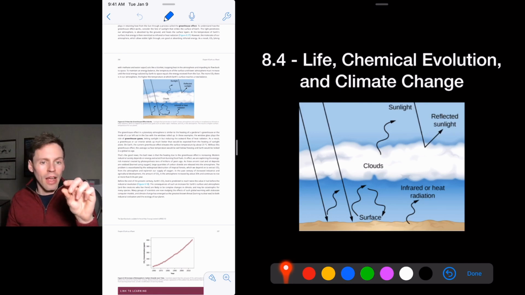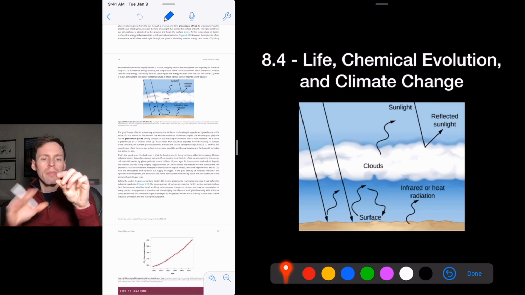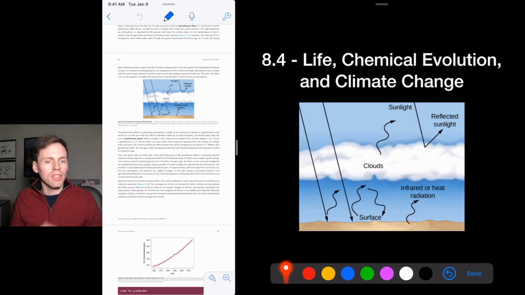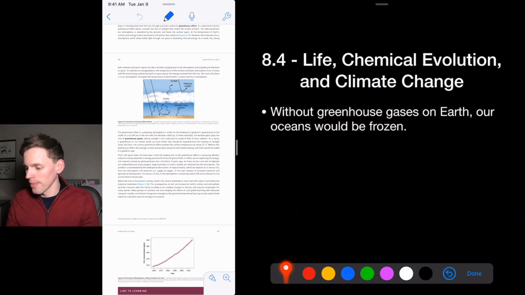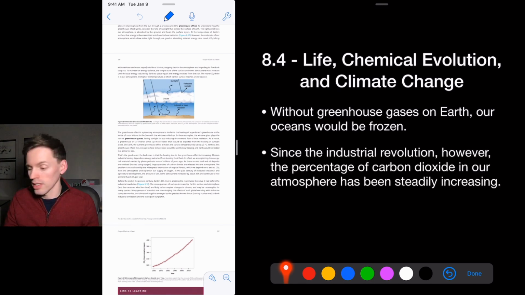The same thing with our atmosphere: it's as thin as saran wrap on a basketball, and that's enough to keep us from freezing solid. Without our greenhouse gases, Earth would be frozen solid, or at least the oceans would be frozen. Since the Industrial Revolution, however, the percent of carbon dioxide in our atmosphere has been going up.